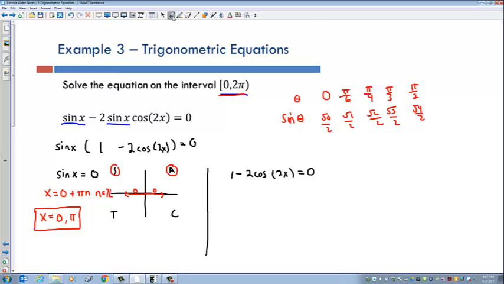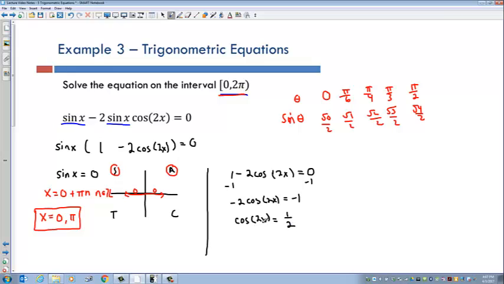But remember, there's a second part to the solution. That was just when sine of x equals 0. Now we also have this trigonometric equation over here, so we're going to solve it. What we can do is move over the 1, so take away 1 from both sides, and we get negative 2 cosine of 2x equal to negative 1. Then you can divide by negative 2, and you get cosine of 2x equal to positive 1/2.